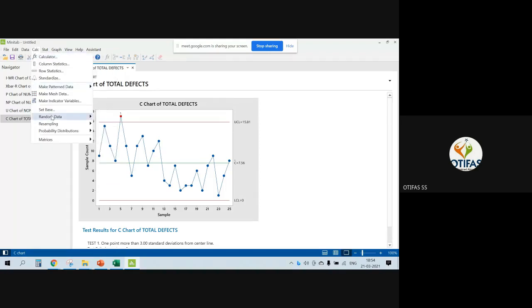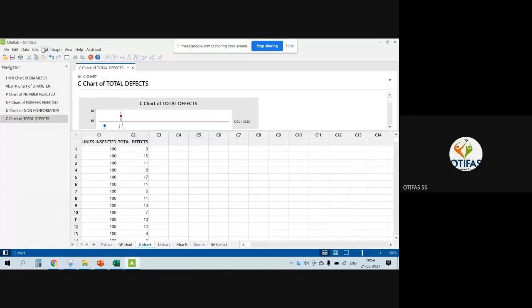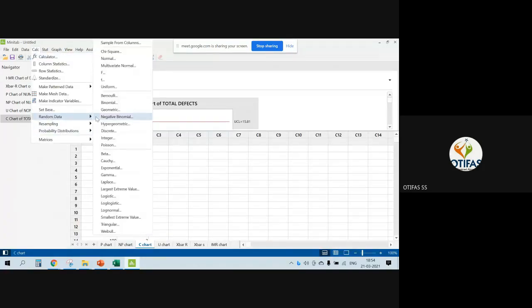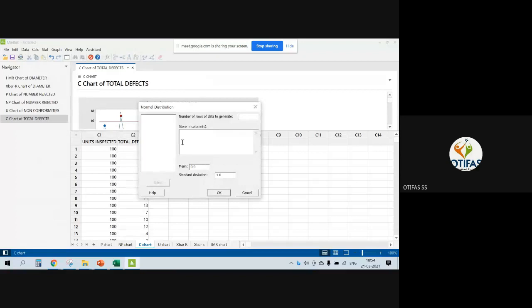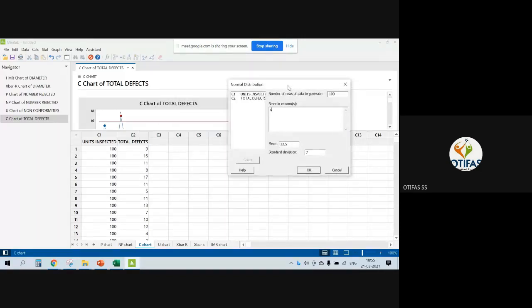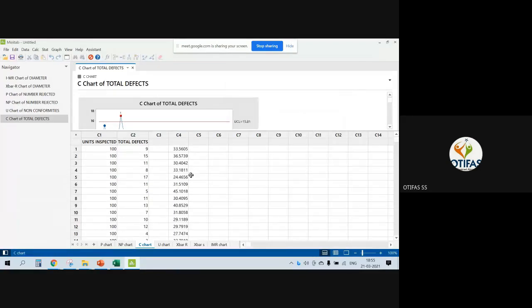take it like that. In Minitab, we have an option, right? If you want to generate data, just see what type of distribution you want. If you want to generate data of normal distribution, you can tell Minitab, give me 100 data with a mean of 32.5 and a standard deviation of 7. Then tell it which column you want, just pick C4, and then OK. Now Minitab gives you 100 data, distributed with mean 32.5.